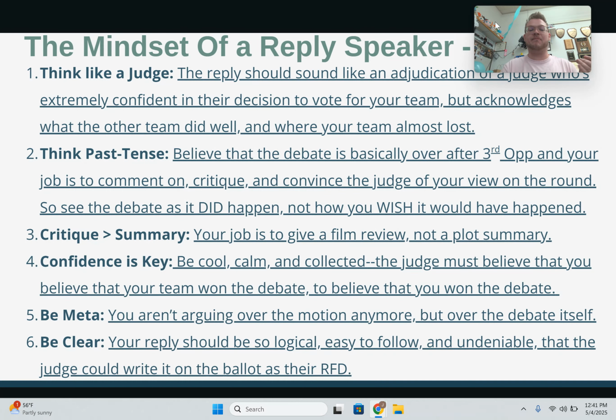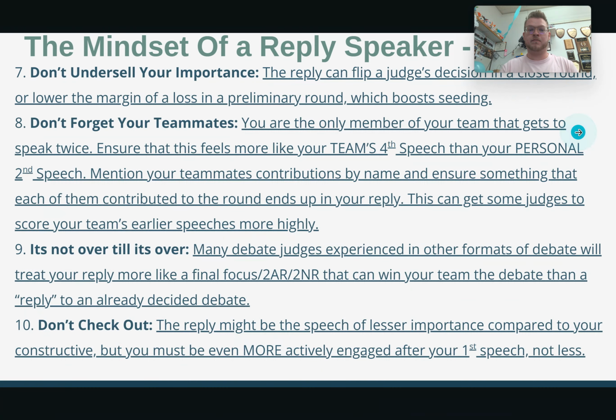You also need to be very meta. You're not arguing over the motion anymore of whether it's true or false, but over the debate itself. You are debating the debate. And your reply needs to be so logical, so easy to follow, and so undeniably true that the judge could basically write it on the ballot as their RFD. That is your mindset going into the reply.